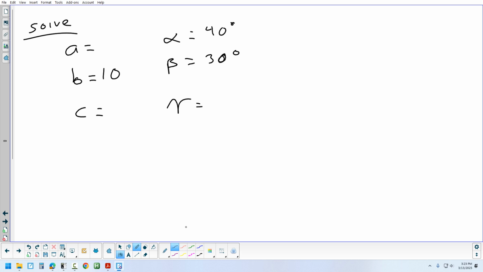Gamma. How can we quickly find gamma? We add the 2 other angles and then we subtract from 180. Yeah, so what would gamma come out to in this case? 40. So we add them both and then we subtract from 180. Yes.